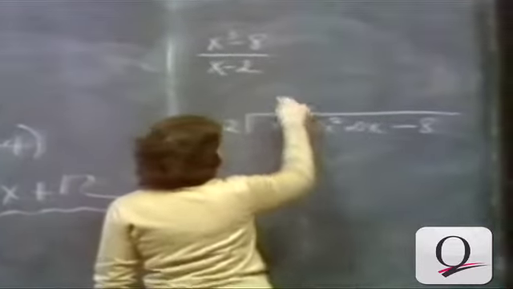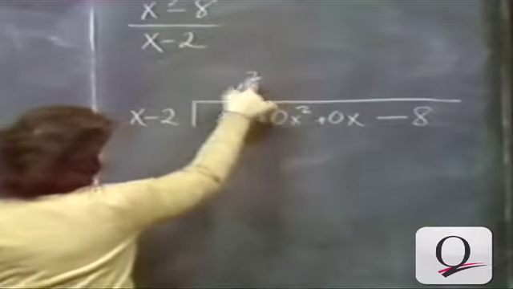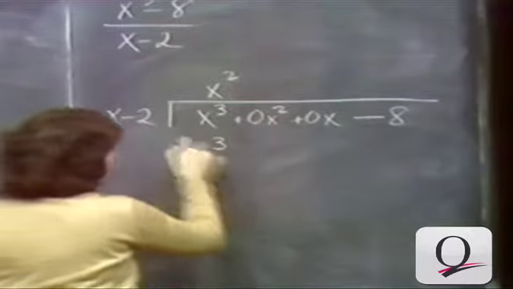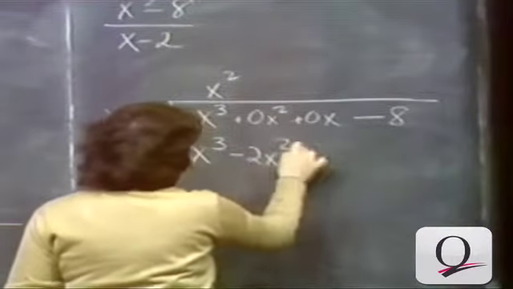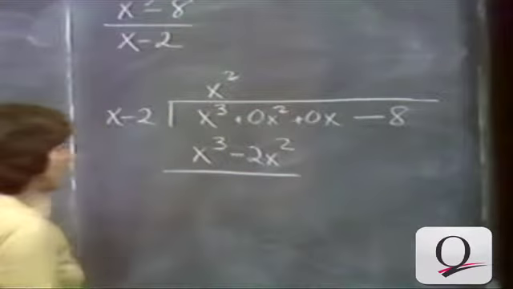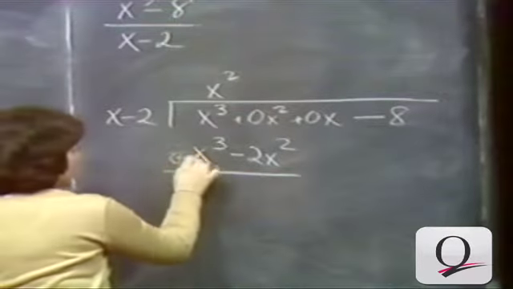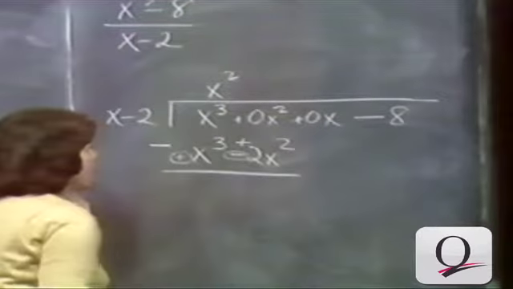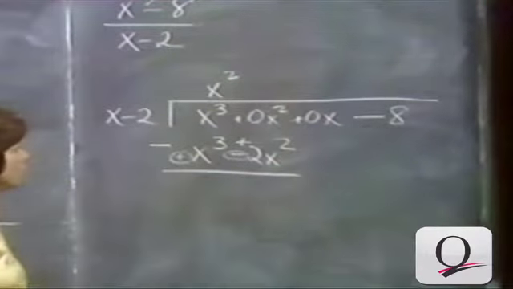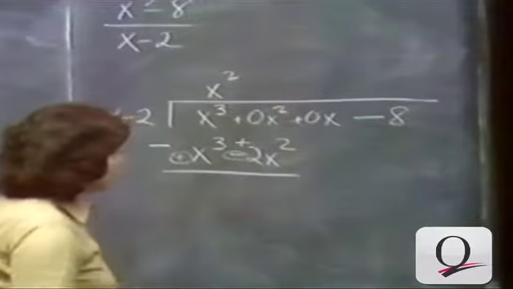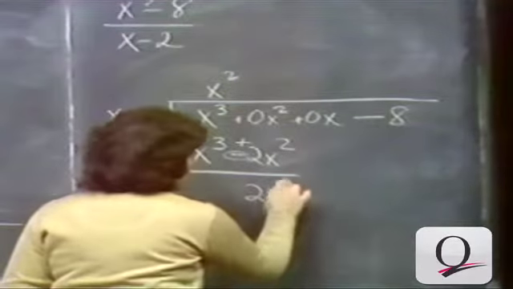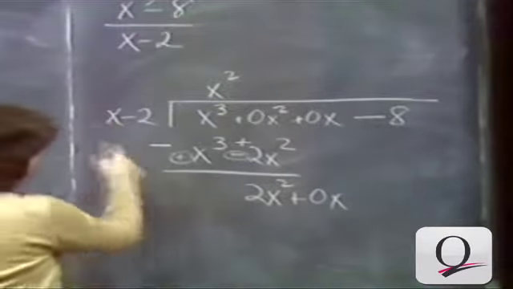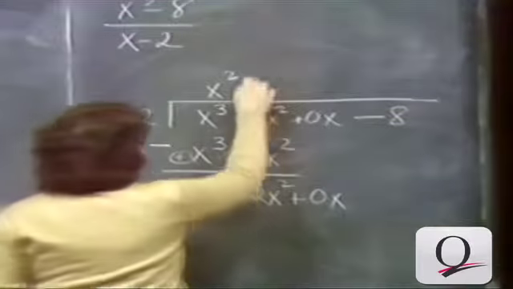X into x cubed goes x squared times. x squared times x gives us x cubed. X squared times minus 2 gives us minus 2x squared. And we subtract. The plus x cubed is changed to a minus, the minus 2x squared to a plus, and we add. X cubed and a minus x cubed gives you 0. 0x squared and 2x squared gives you 2x squared, and you bring down the next term, which is 0x.